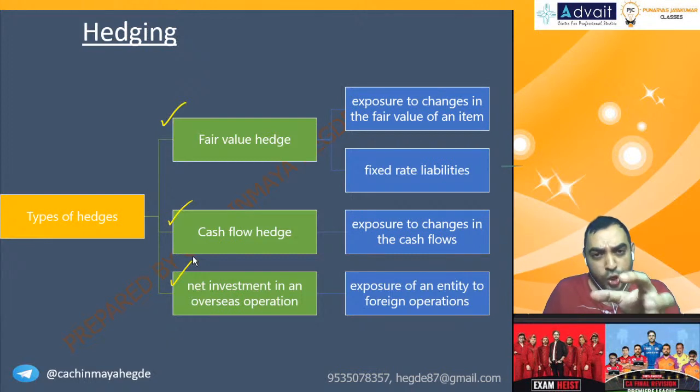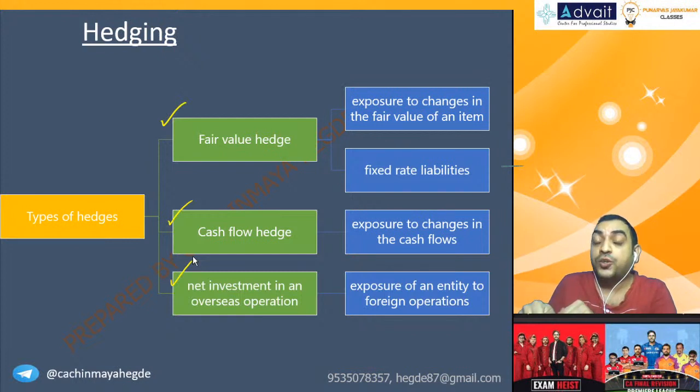So an exporter who received the currency from the customer would like to sell at a particular rate, so he will enter into a forward sale contract. So using the forward sale contract, what are you trying to do? You're trying to protect the money you receive. You're trying to protect the cash you receive. Therefore, it is called a cash flow hedge.